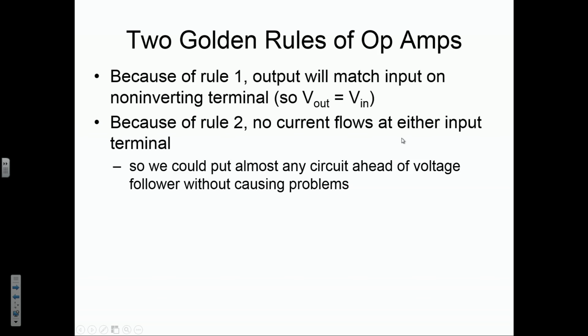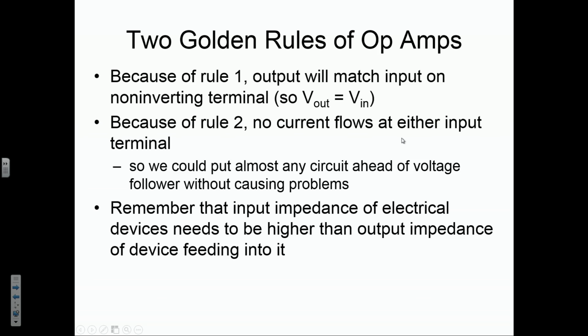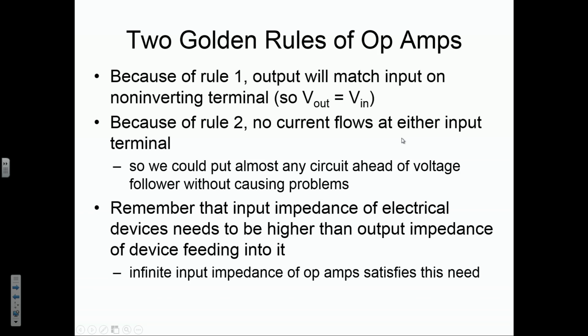So we could put almost any circuit ahead of the voltage follower without causing problems. Remember that input impedance of electrical devices needs to be higher than output impedance of the device feeding into it, right? Otherwise, we don't get an accurate representation of our input signal. The infinite input impedance of an op-amp satisfies this need.